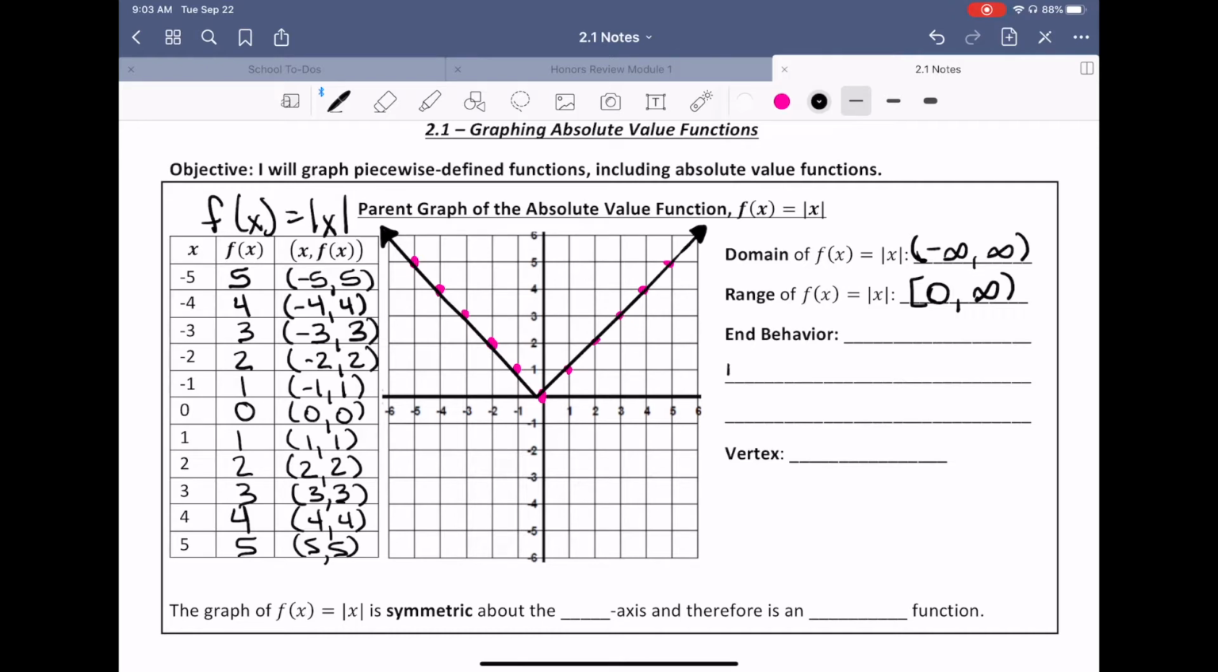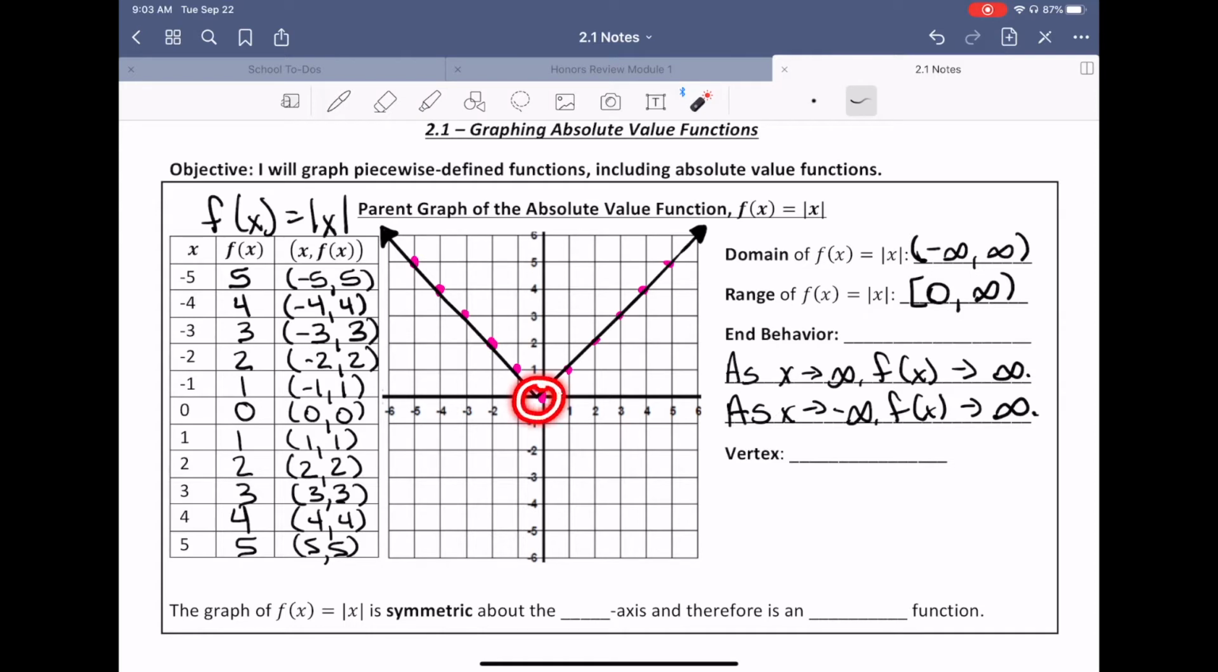End behavior: as x approaches infinity, f of x approaches, remember, if it's growing upwards, it is approaching positive infinity. As x approaches -infinity, f of x approaches, now from right to left, you can see it's also growing upwards. So once again, it is positive infinity. And the vertex, where is the vertex of our function located? You can see the vertex at the origin. So the vertex, this being a coordinate point, is at 0, 0.